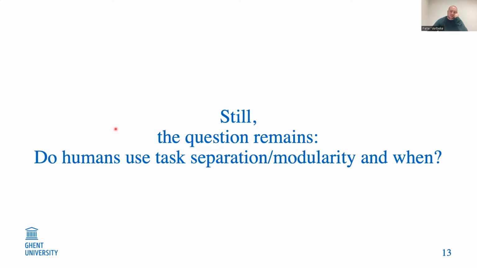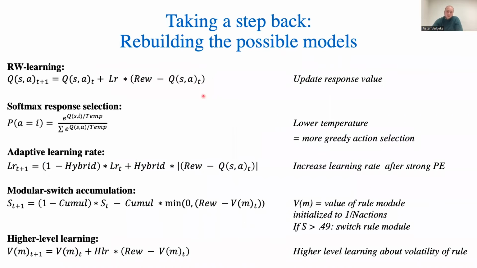But basically after the study, I had the feeling that we did not really answer the question whether humans use task separation or modularity during learning. And I took a step back, basically. My reasoning was that I built a computational model to solve a computational problem, but I did not build it up based on the empirical data that we have on humans. So this is what I did now.